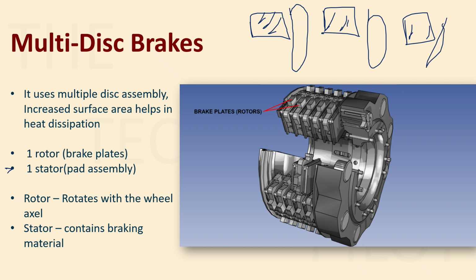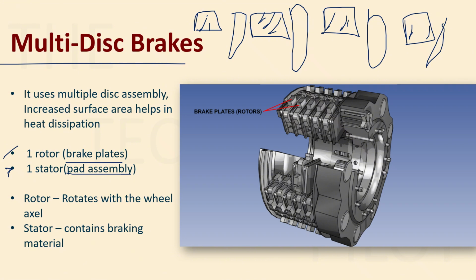So you form a sandwich kind of layer where you have your friction pads or your pad assembly and your brake plates, right? This kind of system is a multi-disc braking system. So you have rotors and stators. These plates that you're seeing here are your stator plates, and they are the pad assembly. They have friction material on them, and these things are your brake plates or your rotors, right? So these are rotating with the wheel, and these things are stationary.